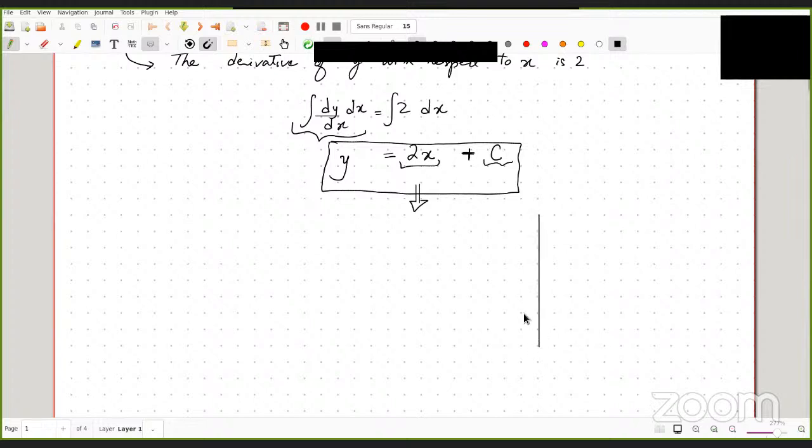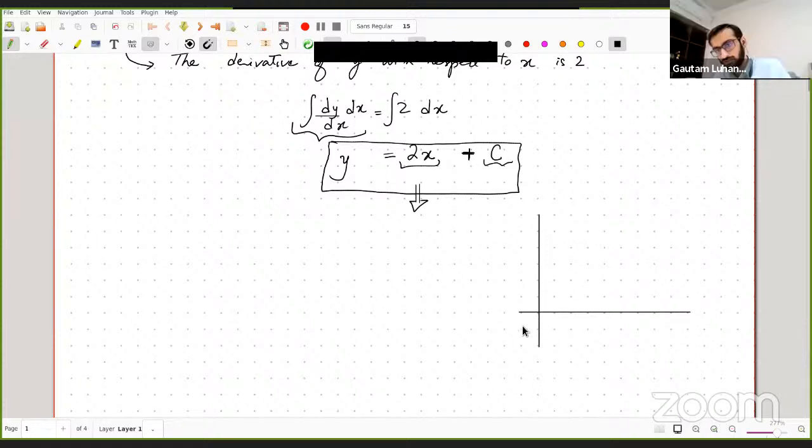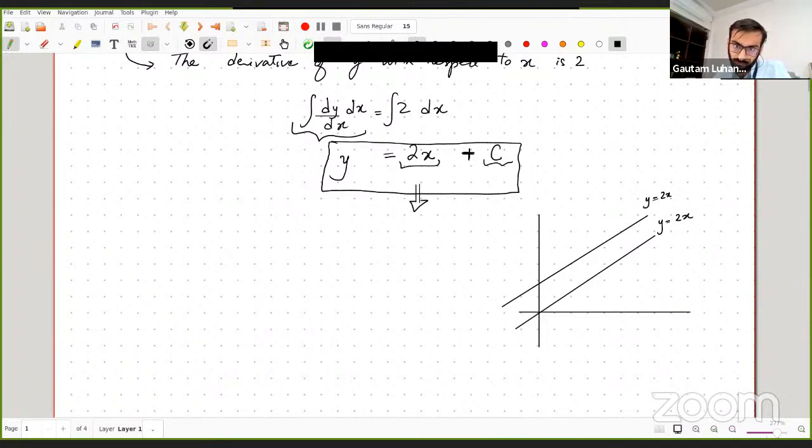Okay, so it would be a line with a gradient of 2 that passes through y equals c on the y-axis. Someone said it passes through the origin, so that would be y equals 2x. Someone said it will pass through some arbitrary point with the same gradient, but this point is point c.